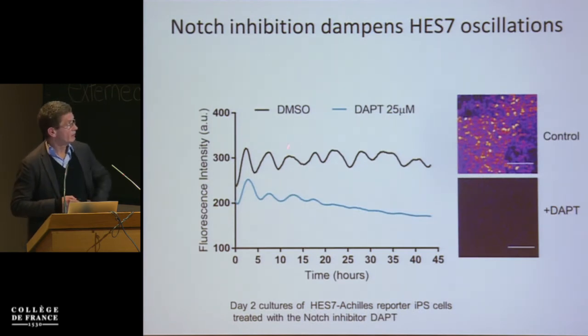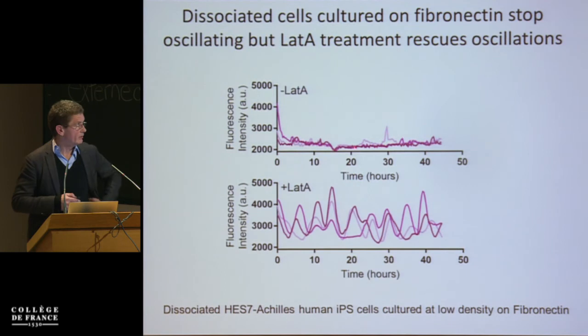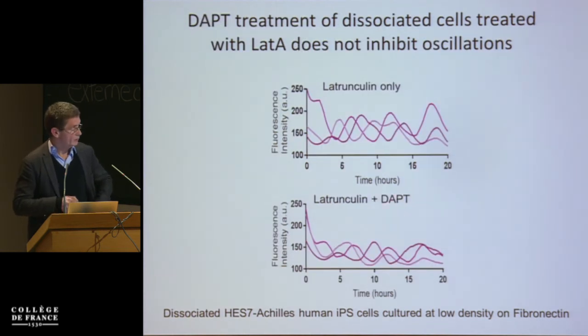Then she looked also at the effect of notch, and what she saw is that when she treats with this drug DAPT, essentially she loses the oscillations as in the mouse embryo, as I showed you earlier on. And she performed similar experiments as the one I showed you from Alexi on the mouse embryo. So when she dissociates these oscillating human cells, they lose the oscillations if they're cultured on fibronectin. But if you treat the cells with latrunculin A, you can rescue the oscillations. So that's the same as for the mouse. And if you treat with latrunculin with DAPT, you also rescue the oscillations.